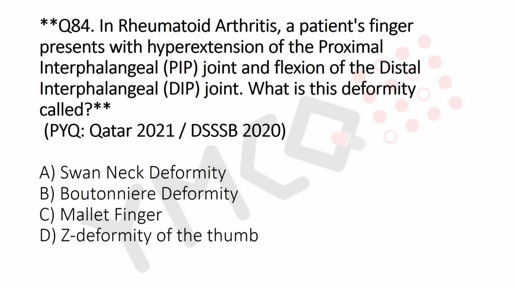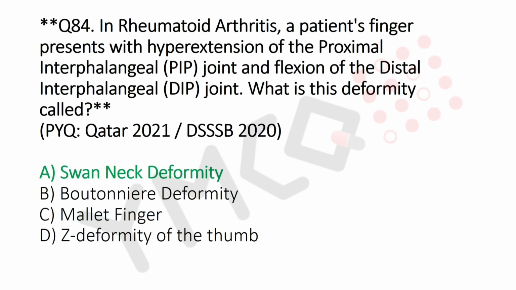In rheumatoid arthritis, a patient's finger presents with hyperextension of the proximal interphalangeal joint and flexion of the distal interphalangeal joint. What is this deformity called? Option A, swan neck deformity. Option B, boutonniere deformity. Option C, mallet finger. Option D, Z deformity of the thumb. And the answer is option A, swan neck deformity.